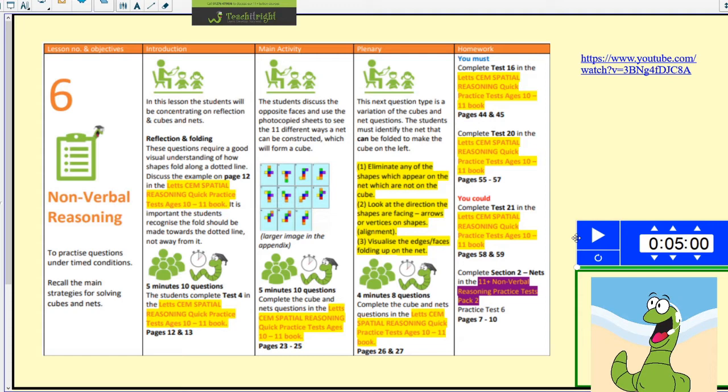And then the main activity for today, we're going to move on and look at cubes and nets. Cubes and nets is perhaps one of the most popular questions, and the ones I'm most frequently asked about, because it's something that can very much click or not, depending on how good your explanation is. We'll go through and I'll give you some hints and tips and a checklist to run through about how to complete those. So that's our main focus today, to do those two topics from non-verbal reasoning.